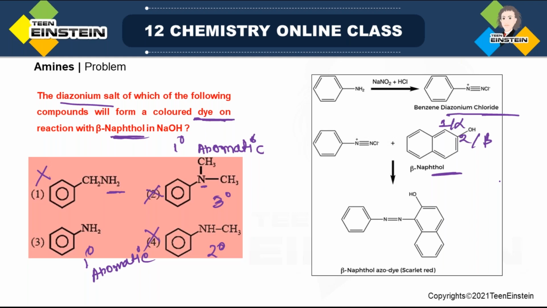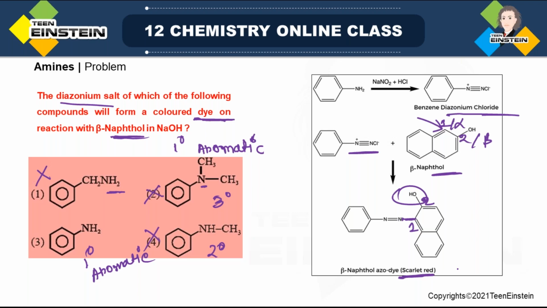So in beta-naphthol, we know the OH group is ortho-para donating, and this position is actually ortho with respect to OH. That is why at this 1 position, which is ortho to OH, the diazonium salt part will be attached. So this is a newly generated bond, and this molecule is a dye compound. Dye means it is colored, an intense color compound, and the color is scarlet red.